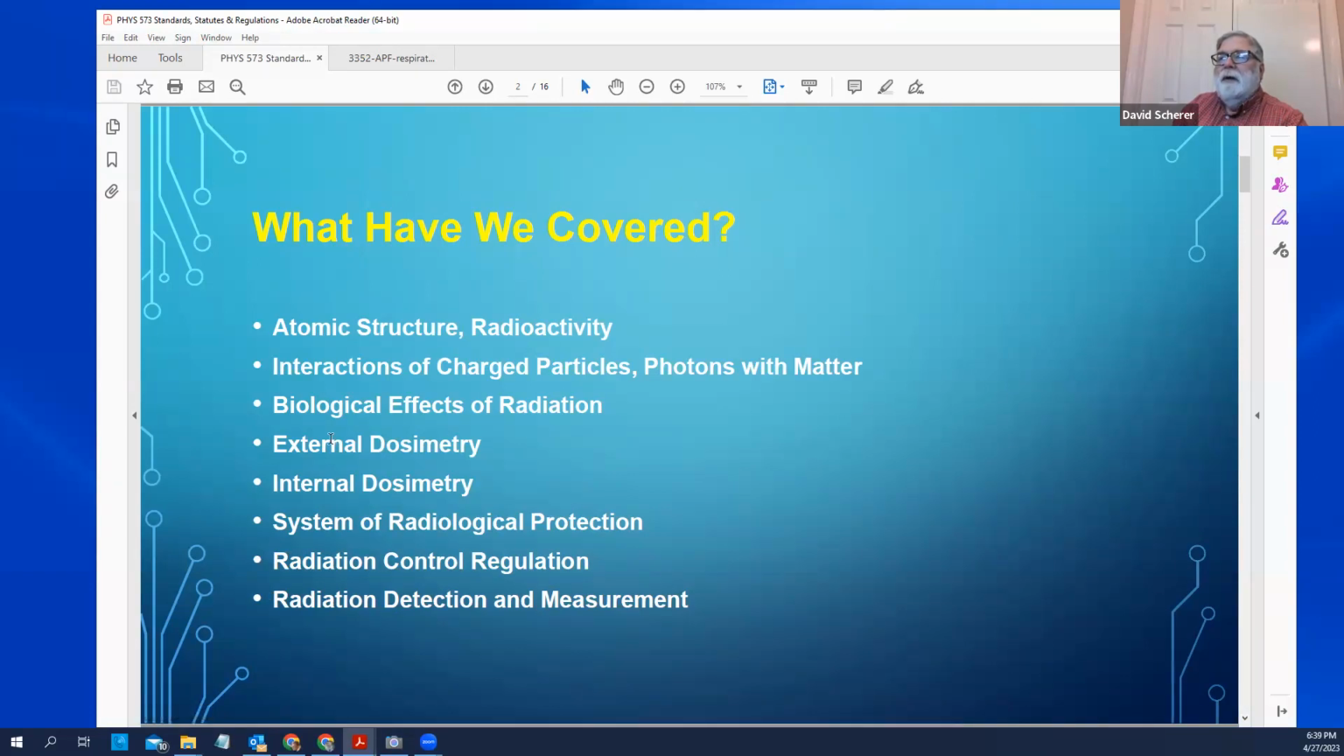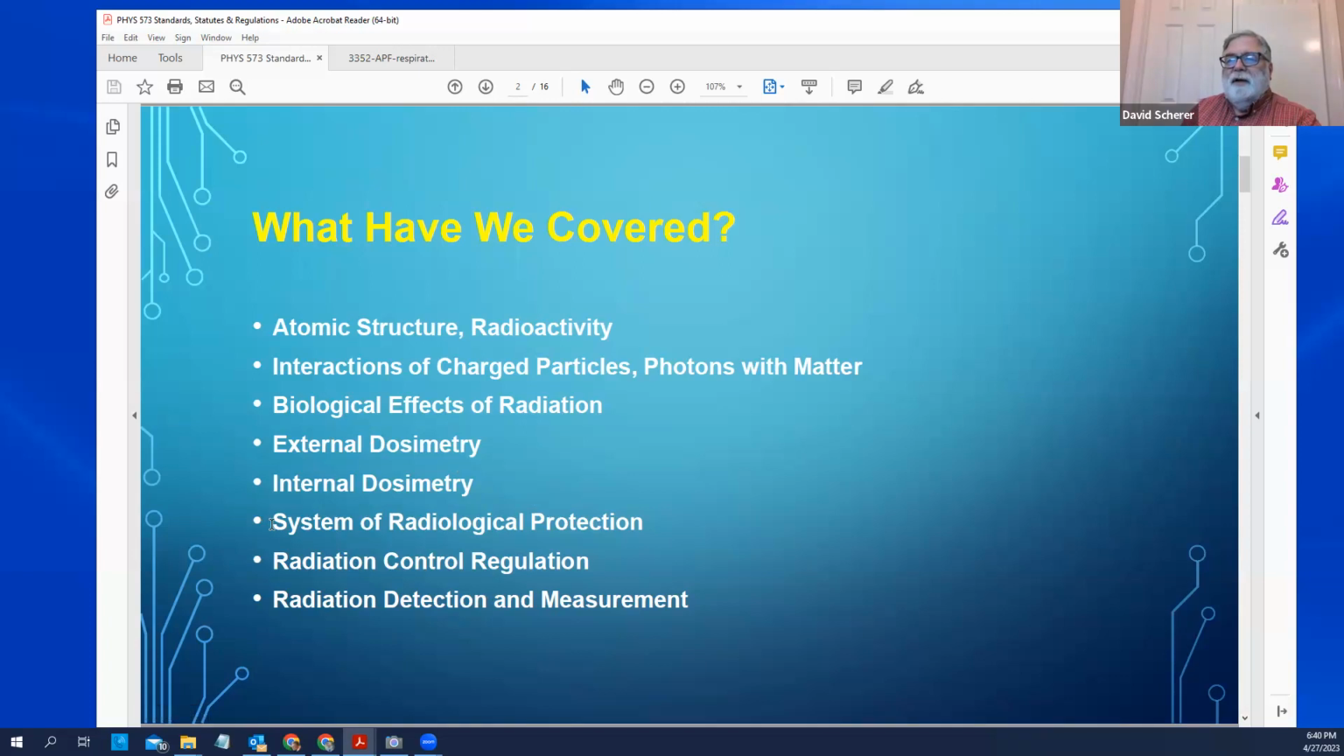Now, in the curriculum that you're going to be part of, the first portion, atomic structure and radioactivity, we're going to go into more detail on that in Physics 571. I think many of you have taken that, but some of you have not. Same for charged particles and photons. We have a whole course on biological effects of radiation at a more fundamental level, the biophysical level. We have a course in dosimetry in our program that covers both external and internal dosimetry.